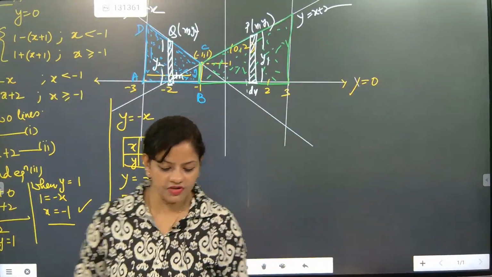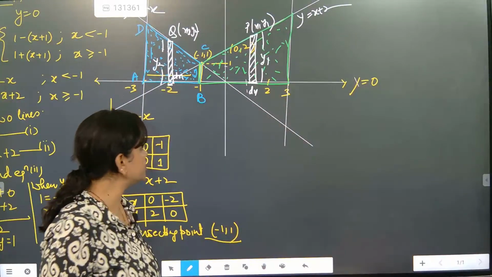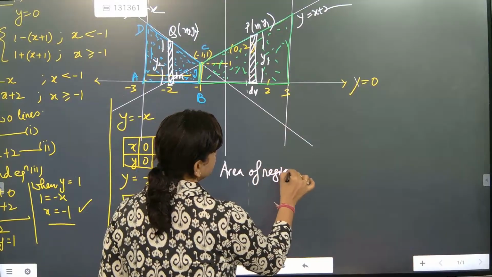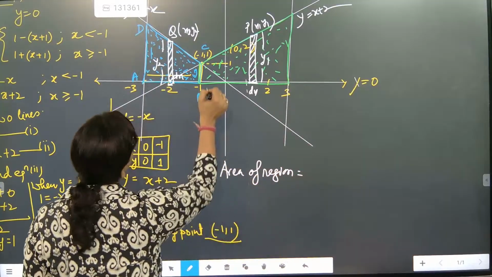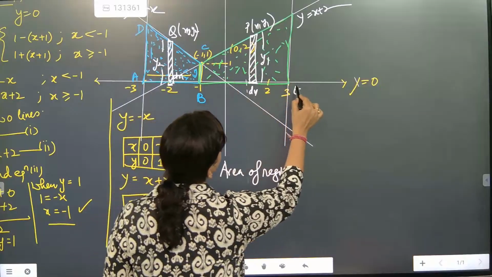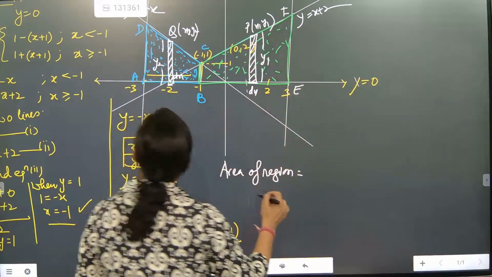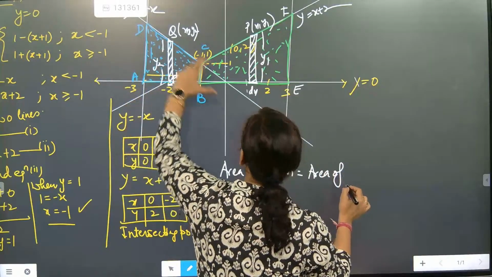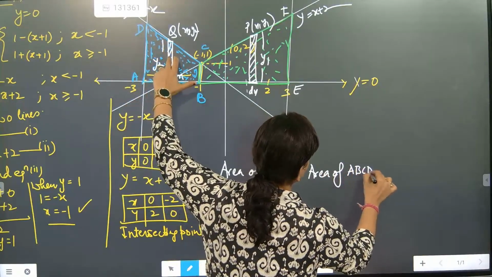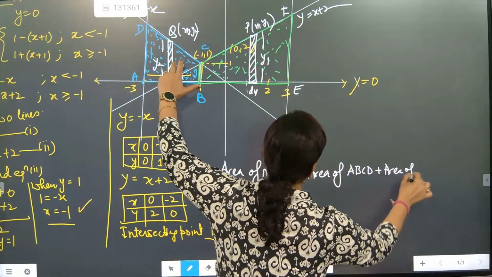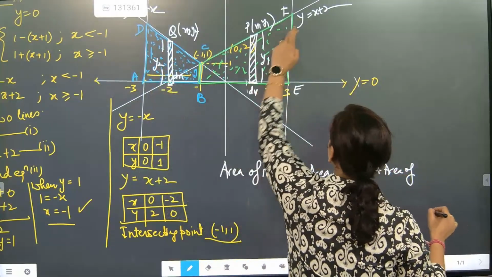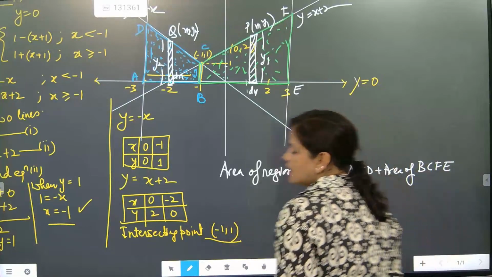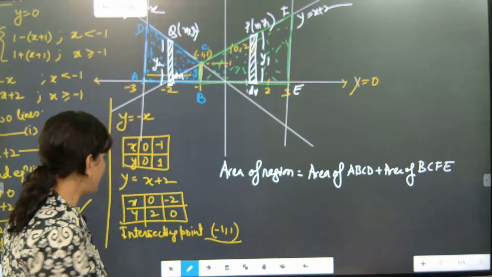After that writing, we slice the region into rectangular strips. So the area of the region is equal to the area of ABCD plus the area of BCEF. Now, in all parts you have to write the regions.